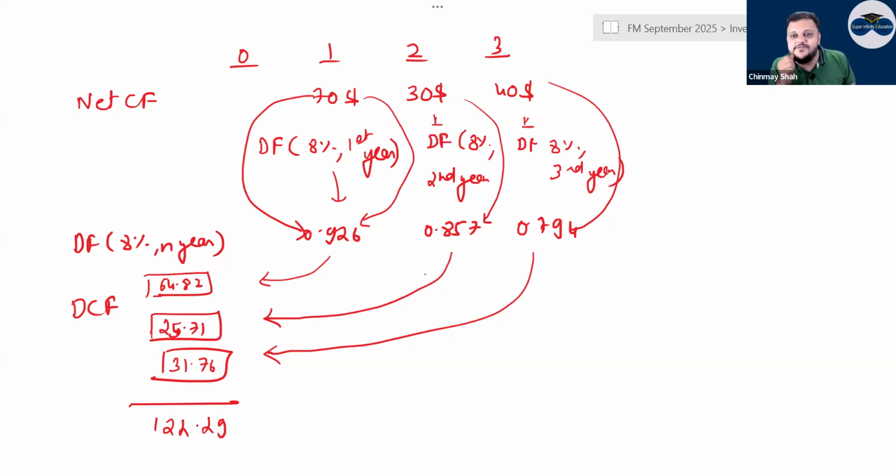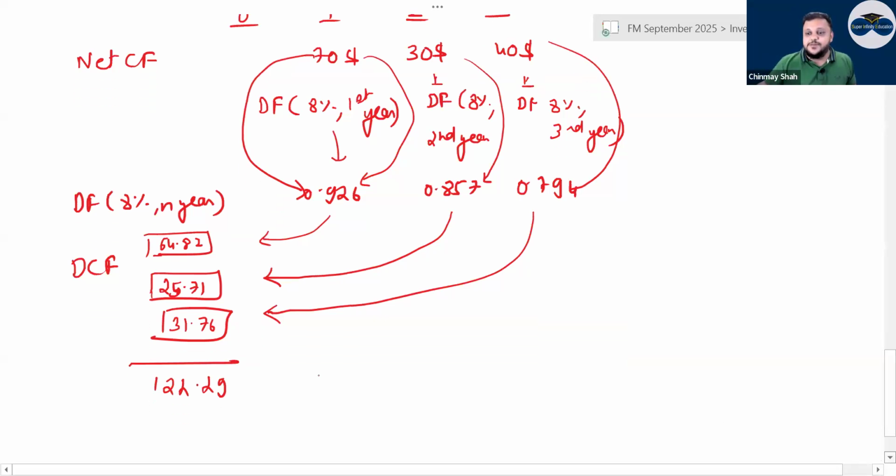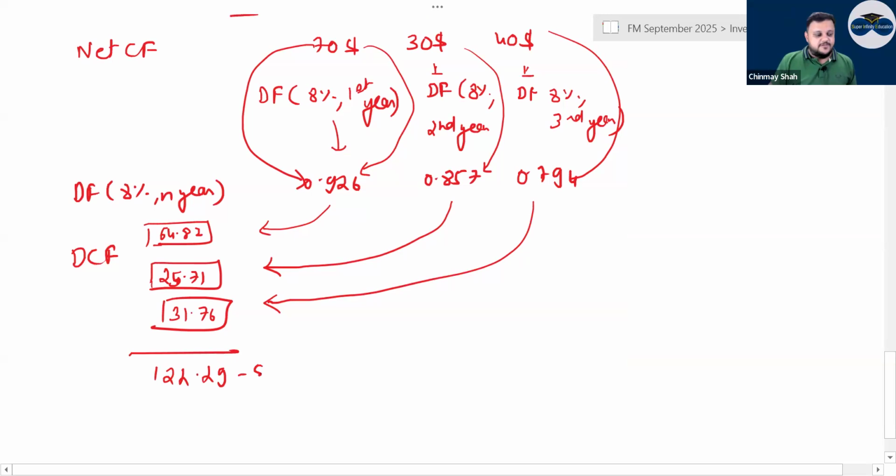122.29. How much am I telling you to invest today? 100 rupees. That means in today's value, I am getting a present value of inflow of 122.29, right? And I have to invest 100. That means if I ask you in today's value, what is the net present value?